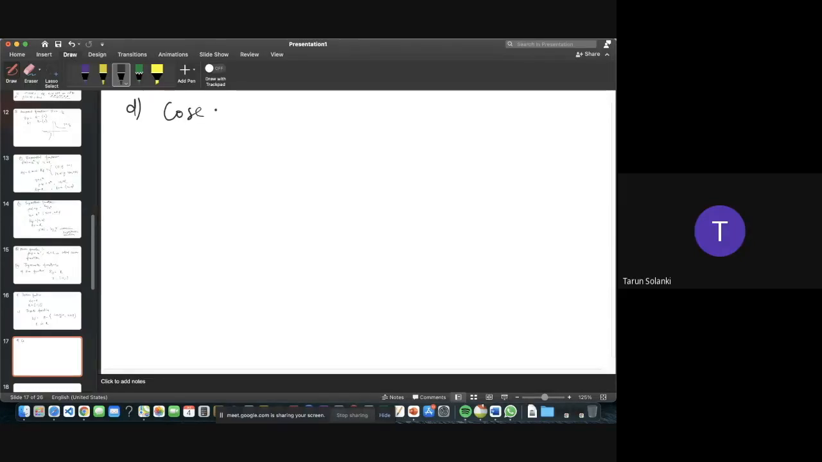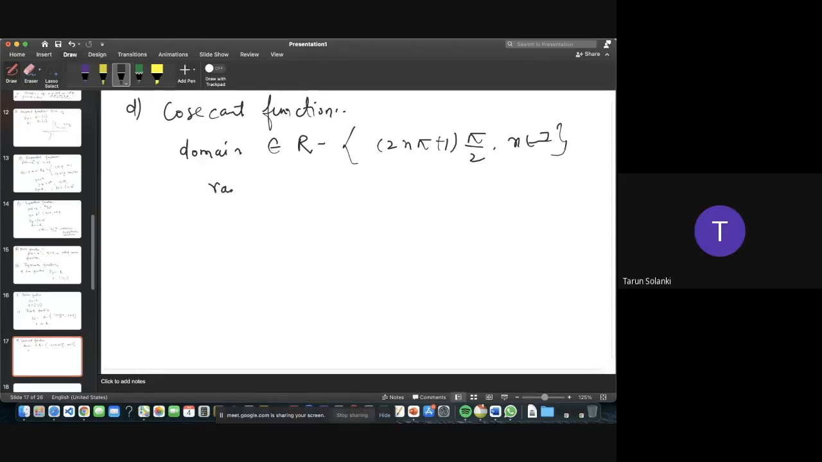Now next is cosecant function, right? So for this, domain will be R minus of this 2nπ plus π/2, and n belongs to integer, and the range belongs to R, and here it excludes -1 to 1.